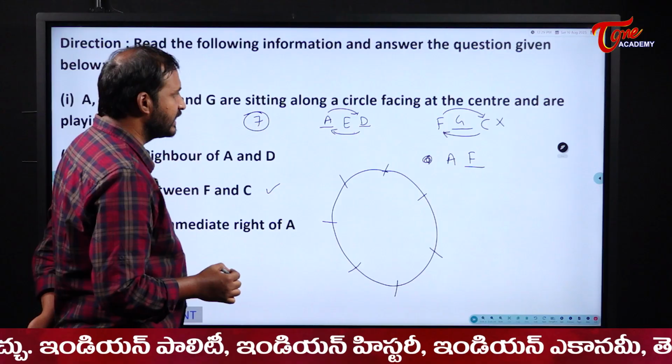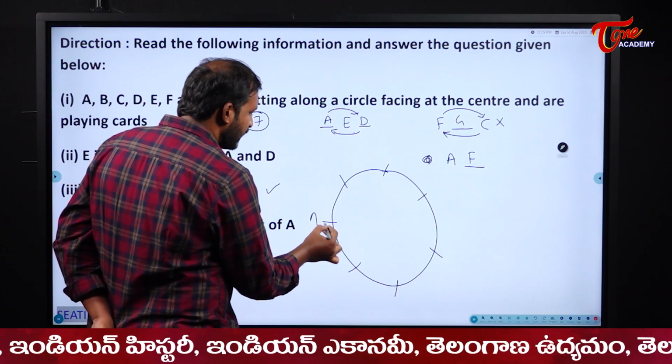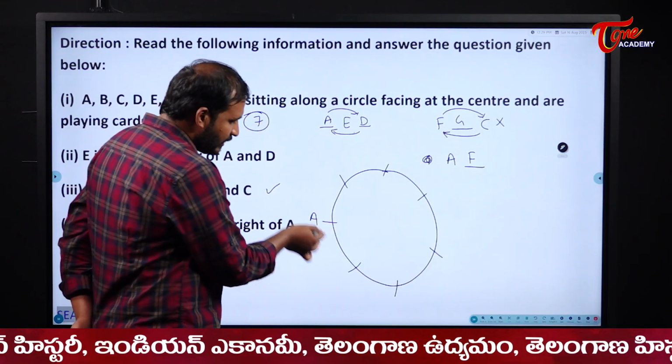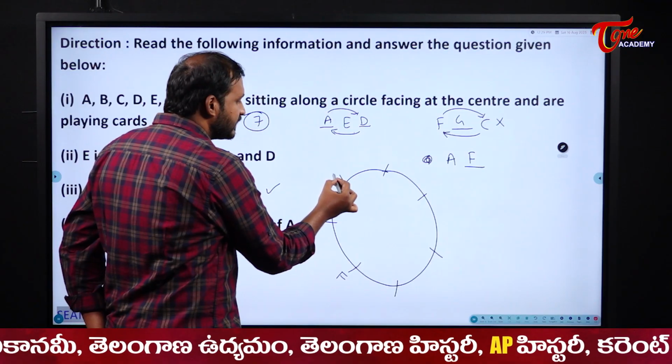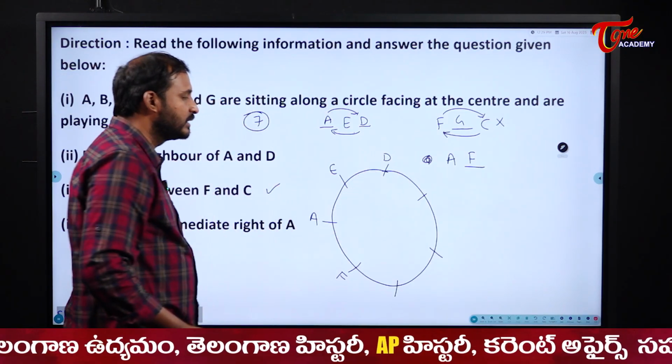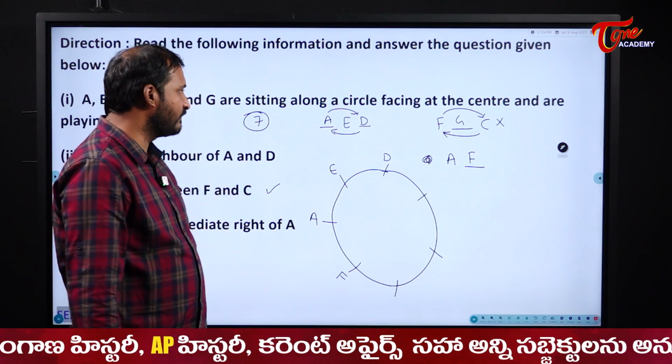So, the only chance I can have here is AED. I will try to put it. Now, to the right of A, I have who, students? F, right? So that means F will come here. For A, the other neighbor is E. So, D will go here. Right? AF, AED. That one is done.